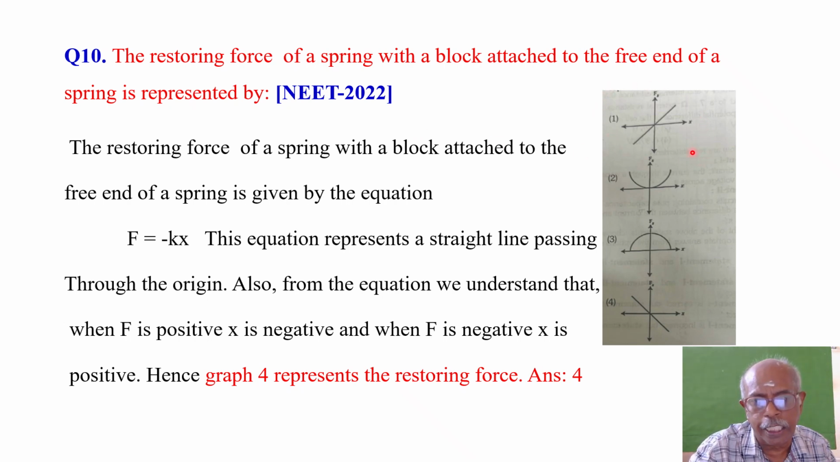The first option is a graph which is a straight line, the second one is a parabola, the third one is an inverse parabola, and the fourth one is also a straight line. What is the difference between the first and the fourth straight line, sir? The first straight line exists in the first quadrant and the third quadrant. 1, 2, 3, 4. And in the fourth option, the straight line is in the second and fourth quadrants.